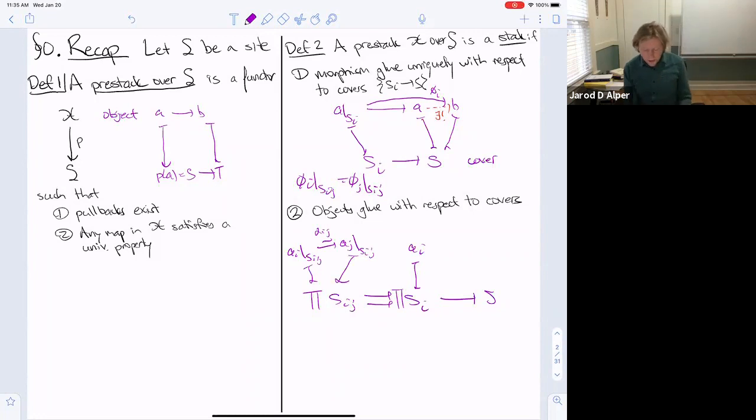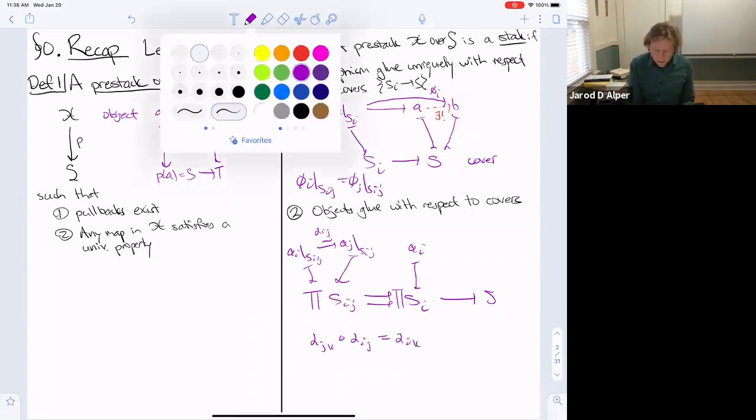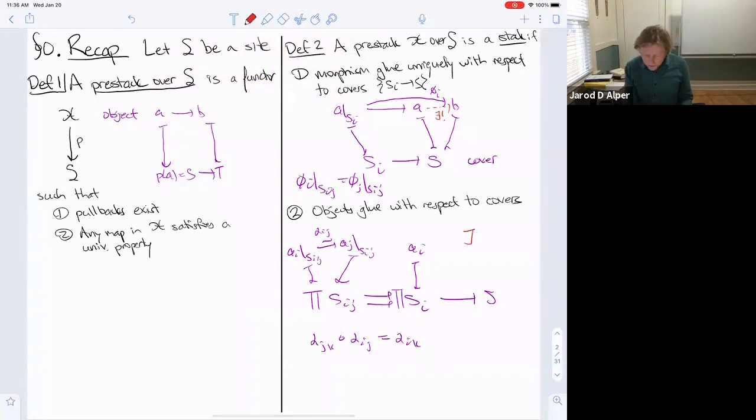Then you need them to satisfy a cocycle condition, just like with gluing schemes or vector bundles. And given that, there exists an object A which pulls back to the A_i, and moreover the isomorphisms alpha_ij are the canonical ones. Right, so that's where we were. We had pre-stacks and stacks.